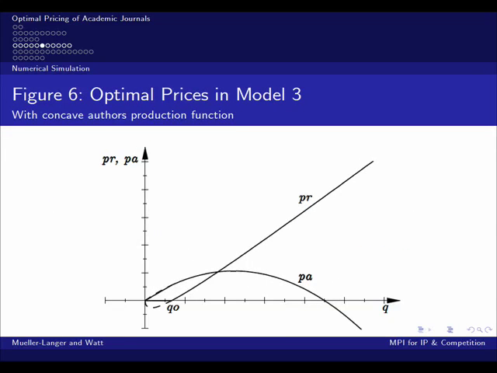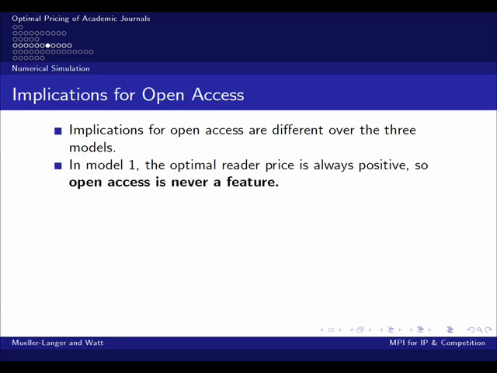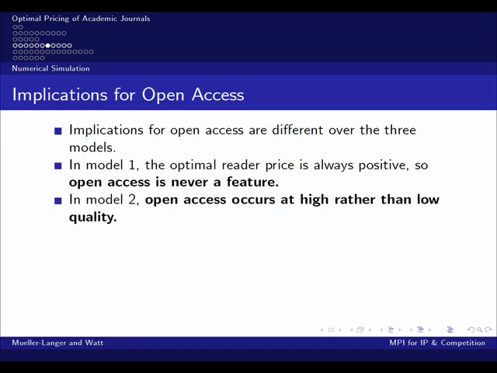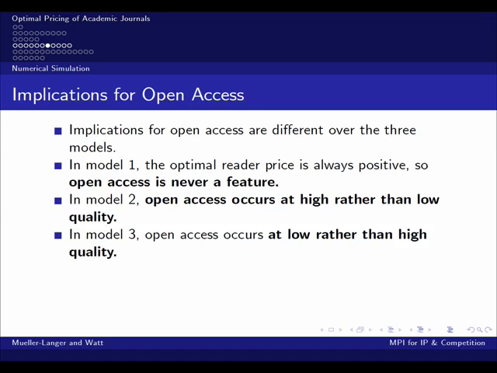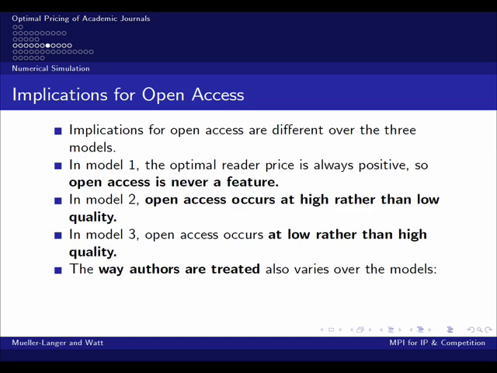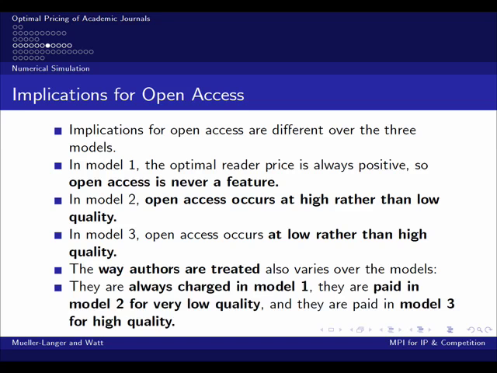Okay, but we have the open access journals of low quality here in Model 3. Now, the implications for open access: in Model 1 it is never a feature, because the optimal reader price is always positive. In Model 2, open access occurs at high rather than low quality. In Model 3, it's the opposite: open access occurs at low rather than high quality. But what is also interesting for us is how authors are treated over the 3 models. They are always charged in Model 1. We have a positive author price. They are paid in Model 2 for very low quality. And they are paid in Model 3 for high quality.